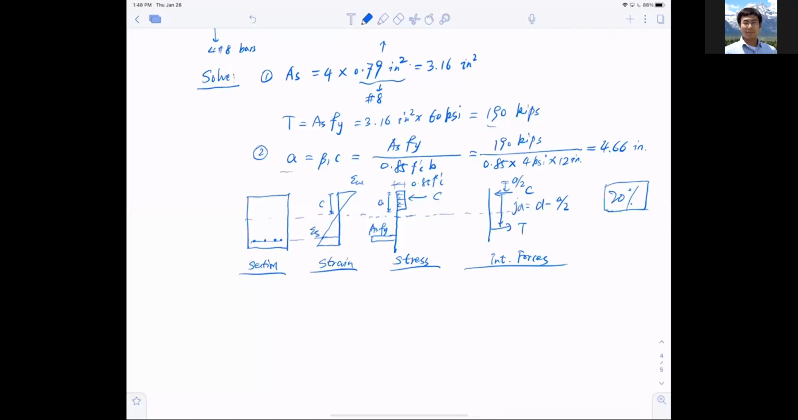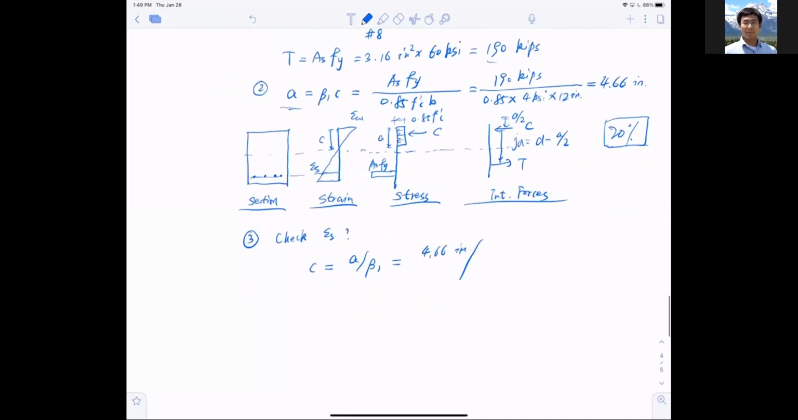I have my actual compressive zone a equal to beta 1 c equal to this. And remember, I need to check the strain in the rebar, right? So check epsilon s. To find epsilon s, I need the actual compressive zone c equal to a divided by beta 1, and a equal to 4.66 inch divided by beta 1. Oh boy, what is my beta 1?